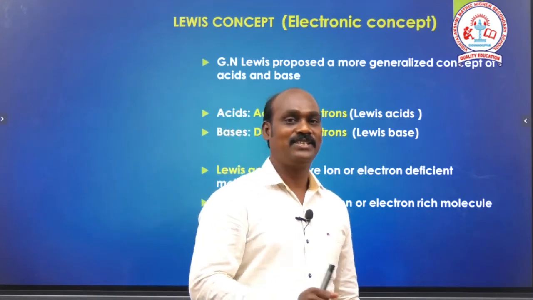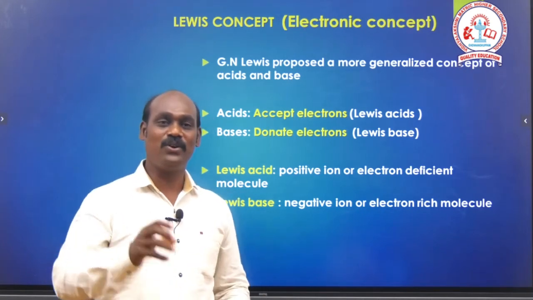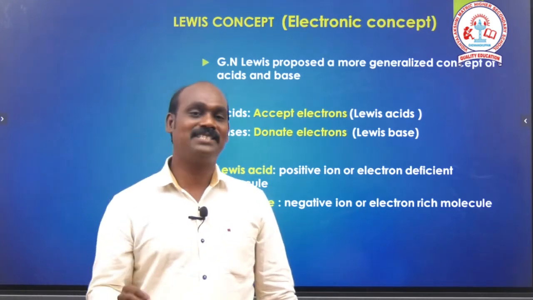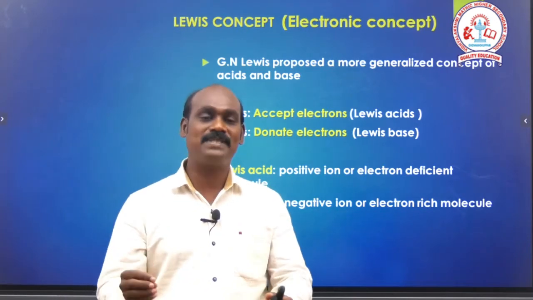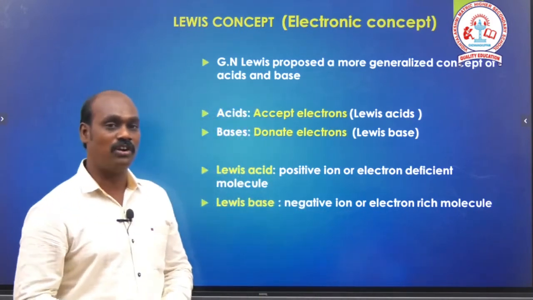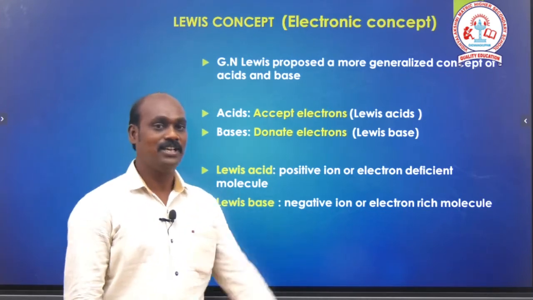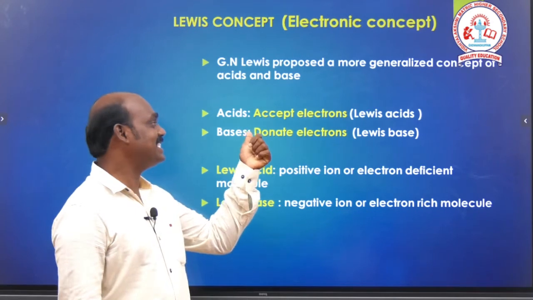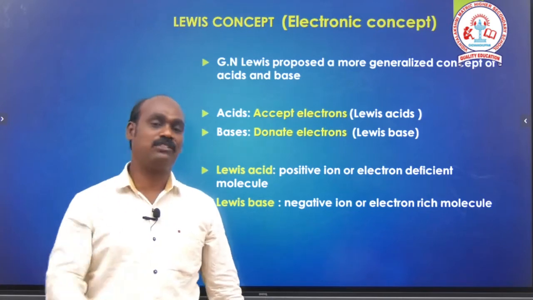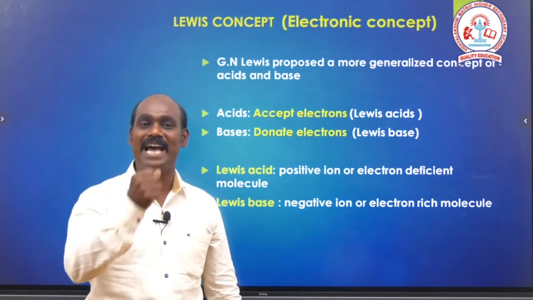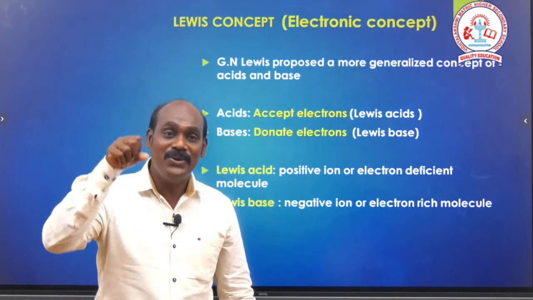G. N. Lewis proposed a theory about acids and bases. We know everything is made up of atoms. An atom consists of electrons, protons and neutrons. Most of the elements are atoms containing electrons. So, based on the electron, he tried to describe acids and bases. According to the Lewis concept, acids are electron acceptors, which accept electrons. So electron acceptors are called acids. What about bases? Electron donors. So bases are electron donors.